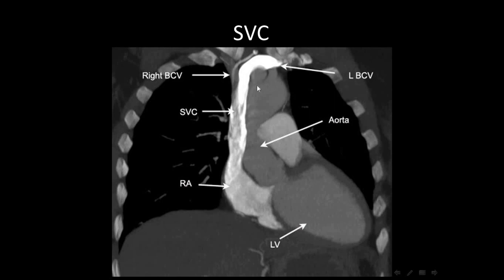This is the SVC, superior vena cava, illustrated on this coronal CT image. So the contrast agent was injected in the left arm. So it was going through the left brachiocephalic vein here, coming back to the SVC. So this is the SVC entering the right atrium.